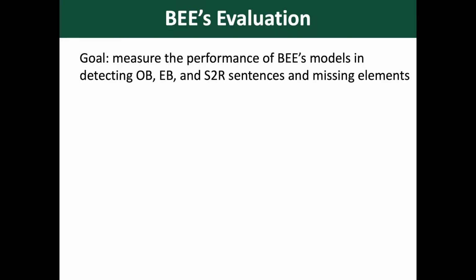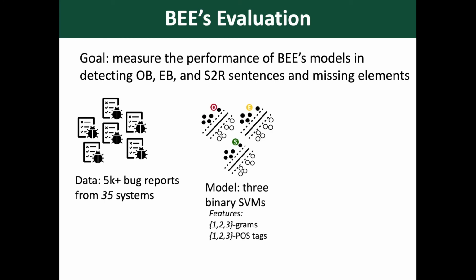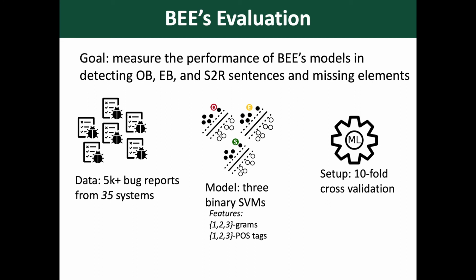We conduct the evaluation of B. Our goal is to measure the performance of B's models in detecting OB, EB, and S2R sentences and missing elements. As data, we use more than 5K bug reports from 35 systems. For the model selection, we use 3 binary SVMs for classifying the sentences. The features we use are n-grams and part of speech tags. This representation can capture sentence vocabulary, word types, relations between consecutive words, and the syntactic patterns that can help with the classification. We perform 10-fold cross-validation to measure the accuracy of the 3 SVM models.